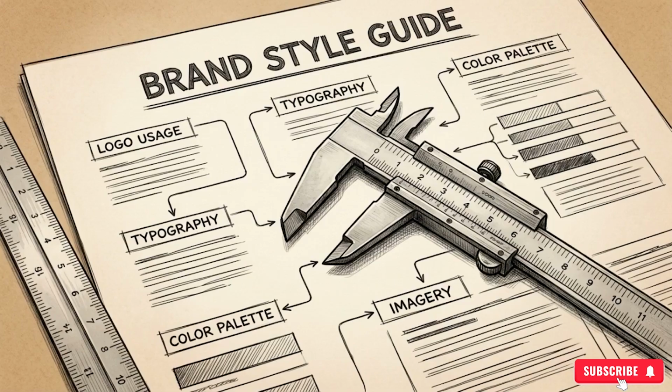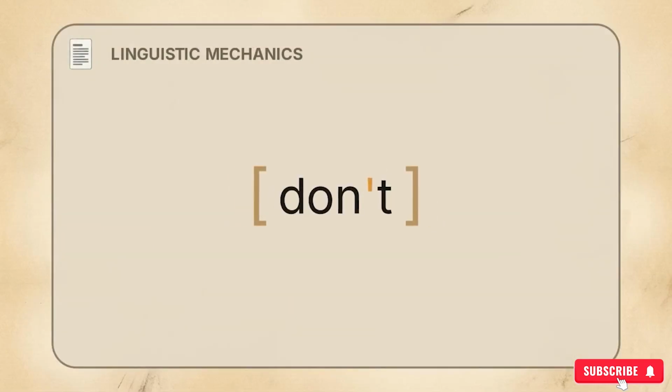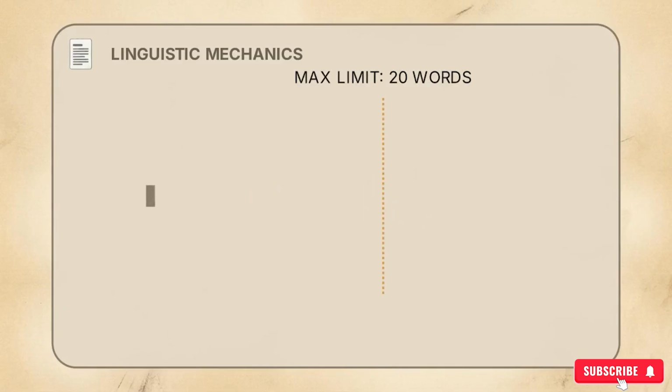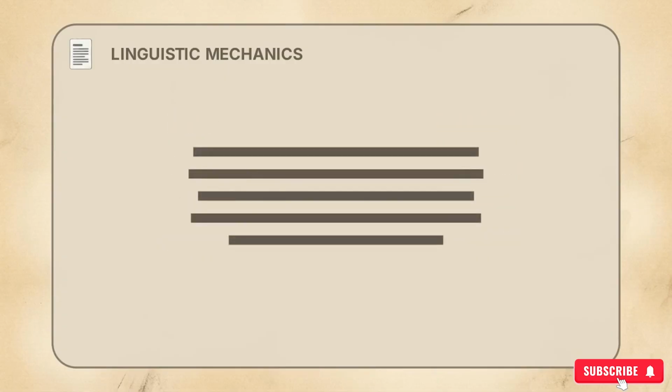Now that we have the personality traits, we establish concrete mechanical rules. This means explicitly telling the AI to use contractions like don't instead of do not, or capping sentence length at 20 words. Create a strict do's and don'ts list. Ban specific corporate jargon like synergy or unlock, and mandate structural rules like starting paragraphs with active verbs.